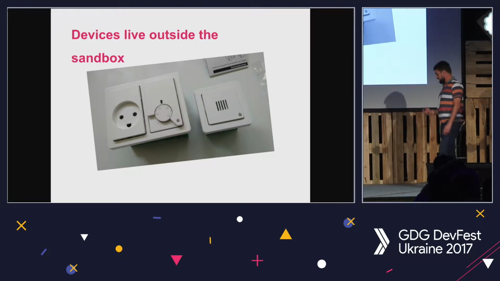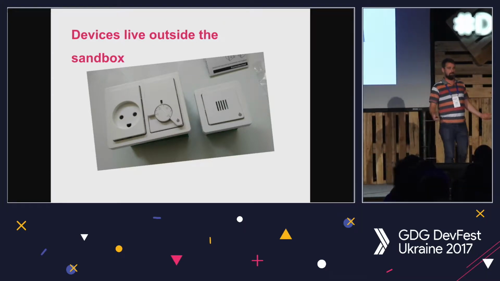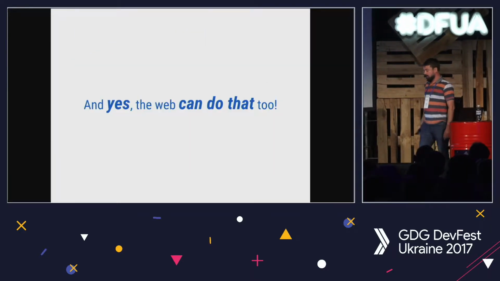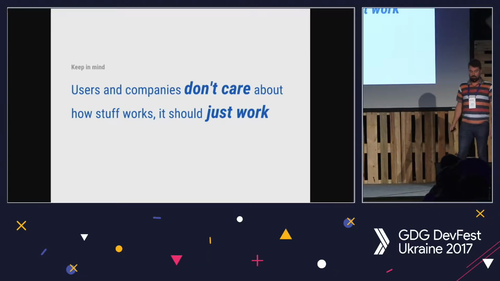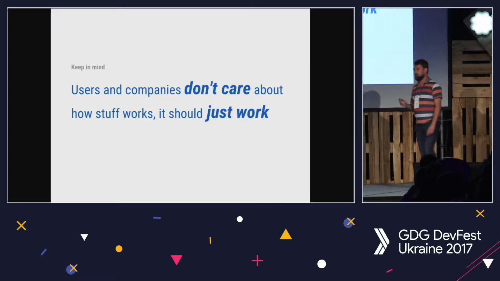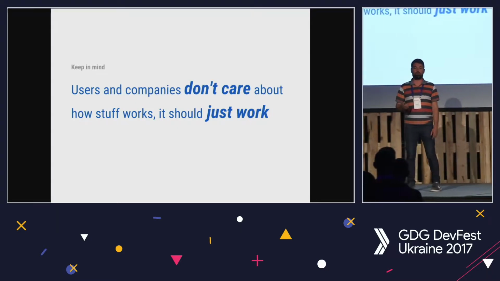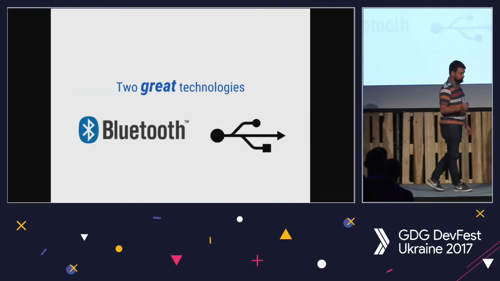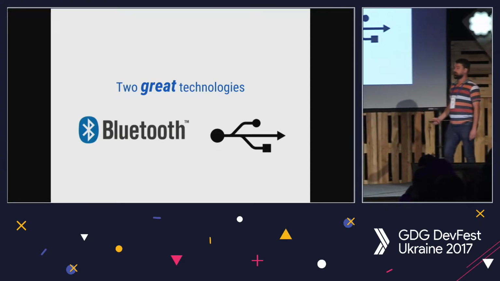But you might ask yourself, all these kinds of devices, they kind of live outside of the sandbox. They're not on the web. But the web can do that too, and let's have a look at how that works. One thing you should keep in mind, as I'm talking about a few different technologies, is that users and companies don't mind. These technologies work well together. Just choose what makes the most sense for you. So I'm going to start by talking about something called Bluetooth and something called USB.